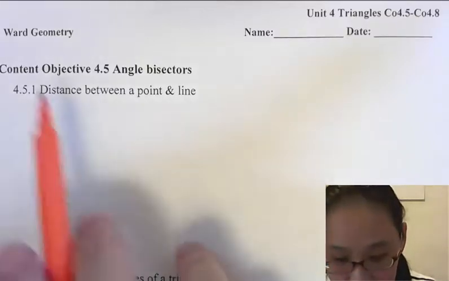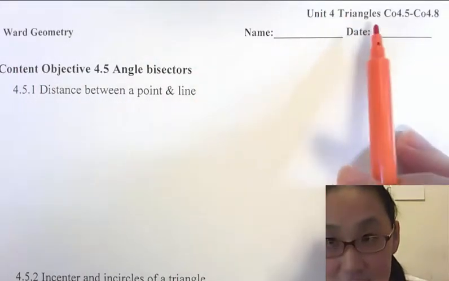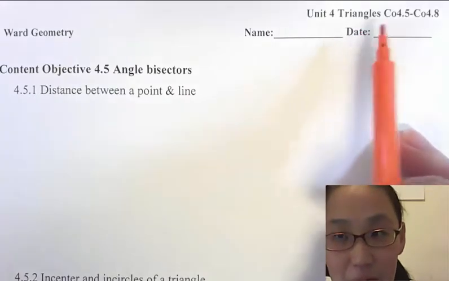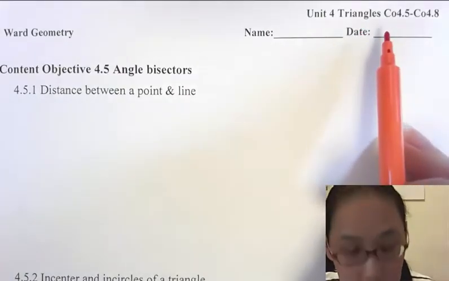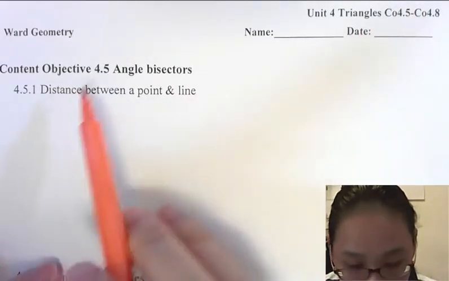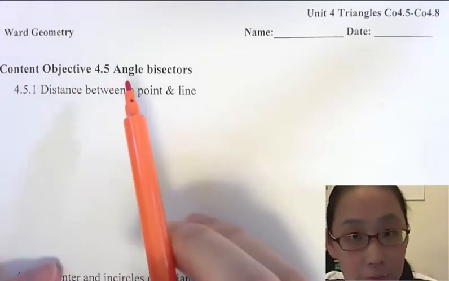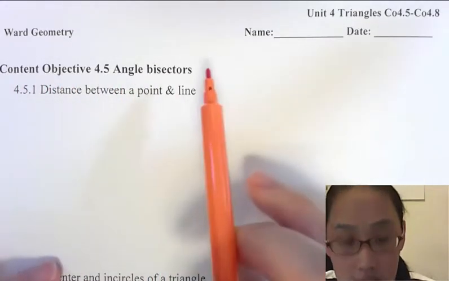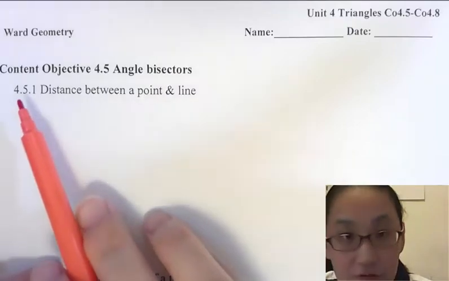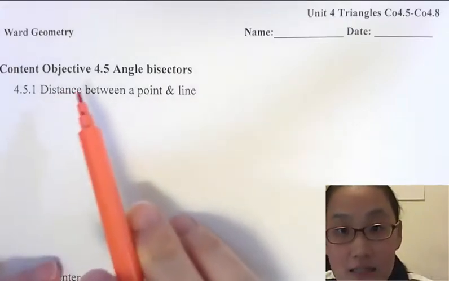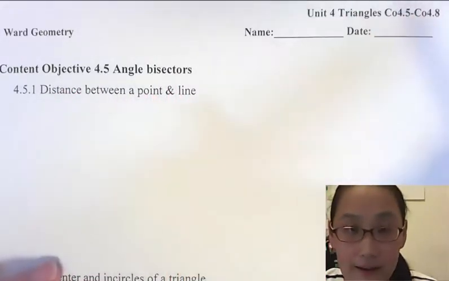Okay, so this is geometry and we are at unit 4. This is triangles, content objective 4.5 to 4.8. So for content objective 4.5, we want to talk about angle bisectors. And in content objective 4.5.1, we want to talk about the distance between a point and a line.